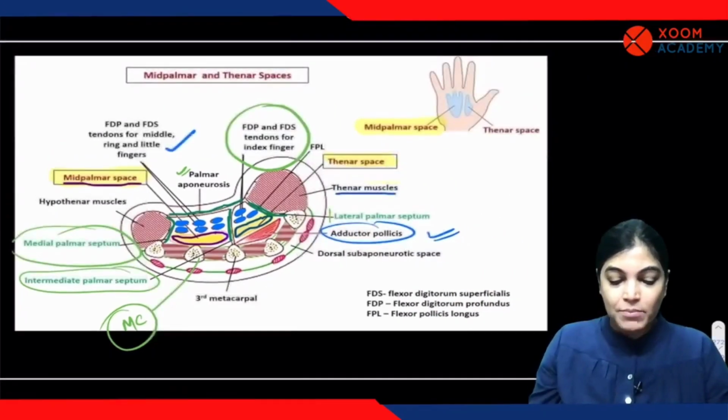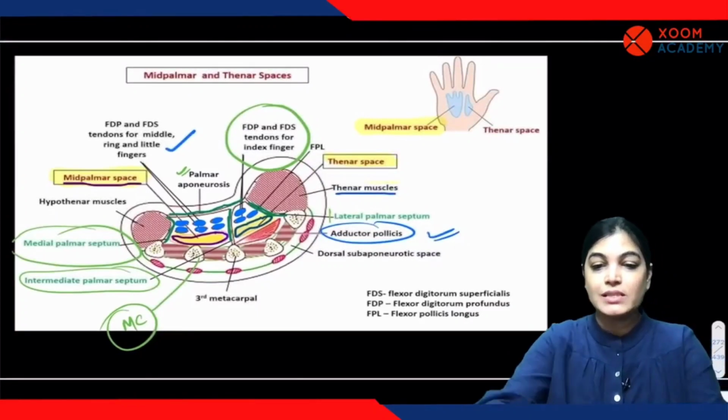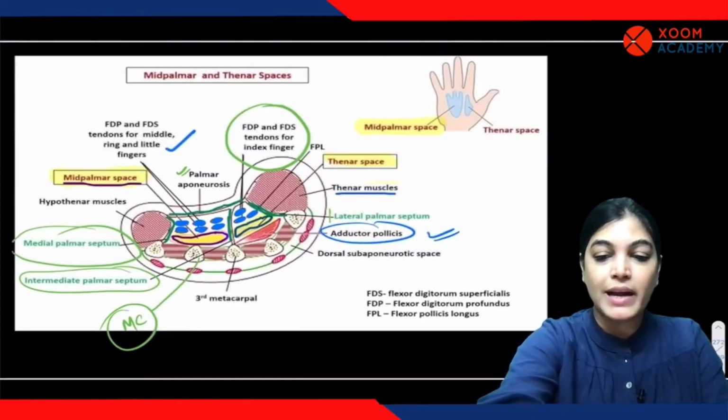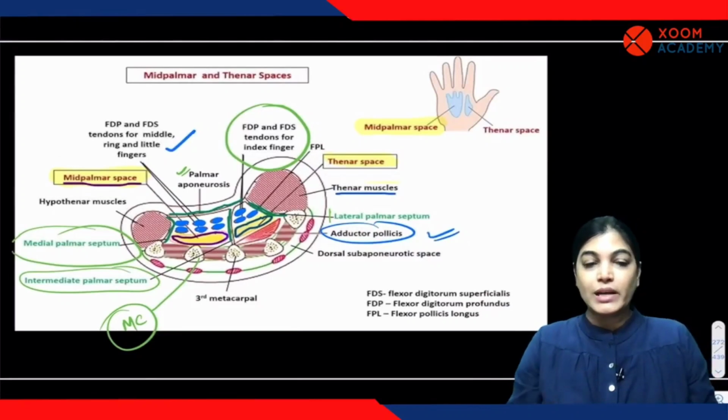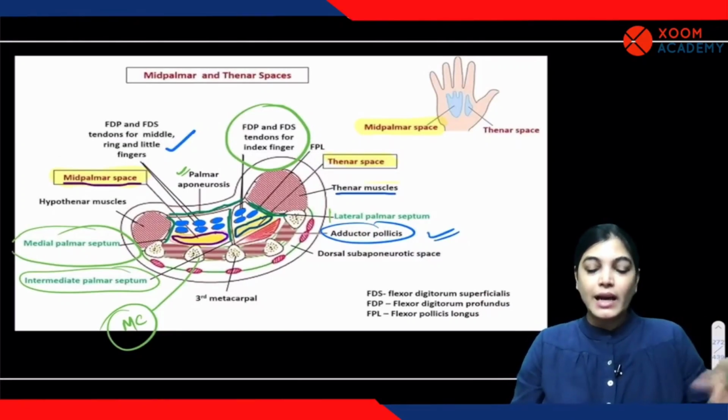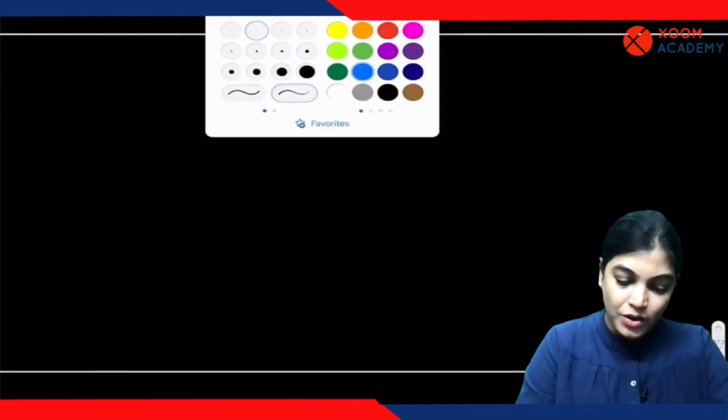So let me write about the boundaries of each space, so that you can appreciate the boundaries, and then we can also know about the contents and its continuity. Firstly, please write down mid-palmar space.